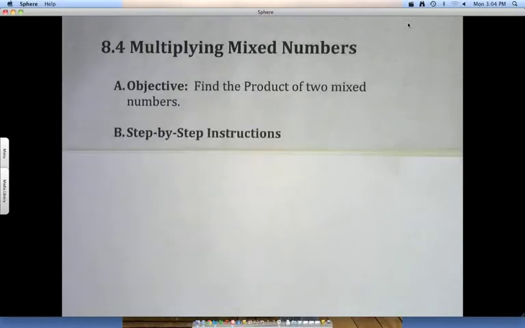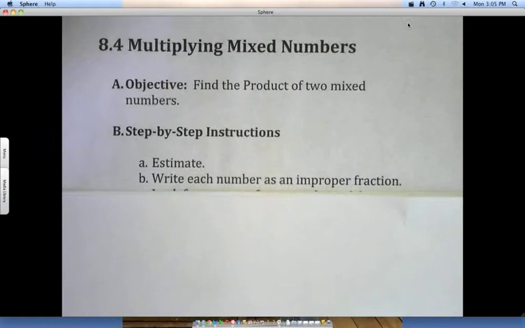There are step-by-step instructions to follow to multiply mixed numbers, very similar to what we have had in the past. First of all, it's always a good idea to estimate. When you estimate, you are given a close proximity to the correct answer, so you can compare your answer with your estimate to see how close you actually are.